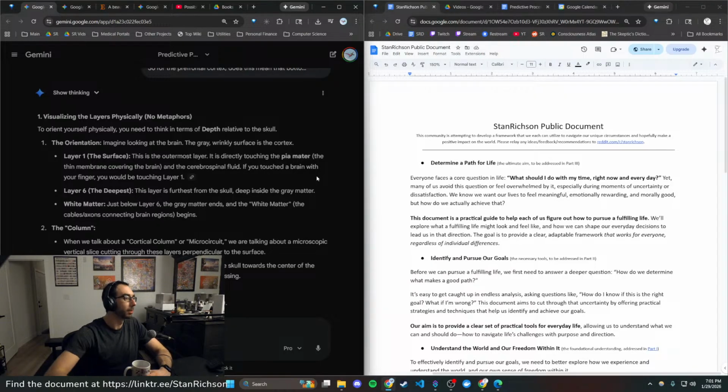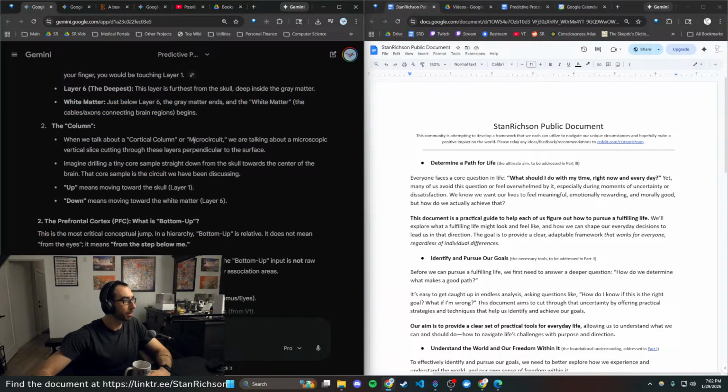I see. Gray matter is frontal cortex. No, I'm sorry, just the cortex. White matter is, I guess, other brain regions. So I guess within the cortex, you would still describe different parts as regions.